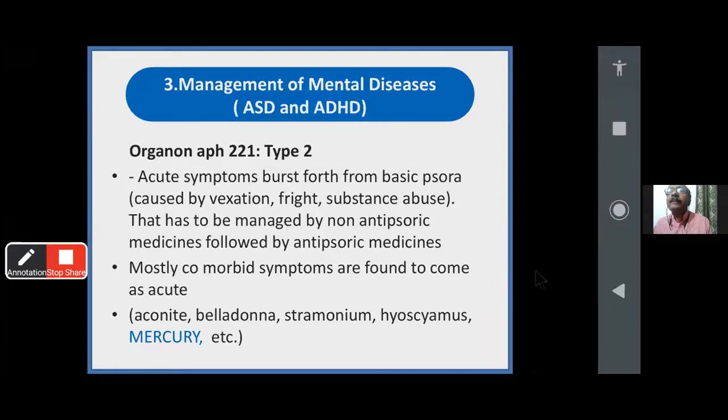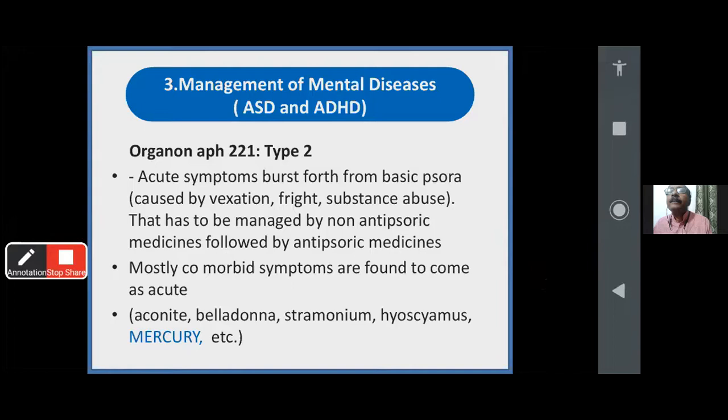Our Organon speaks about how to manage mental diseases, in two aphorisms, 210 to 230. So we have four types of mental diseases and the management of four types of mental diseases. You can place it in type 2 and type 4. We can manage both ASD and ADHD.